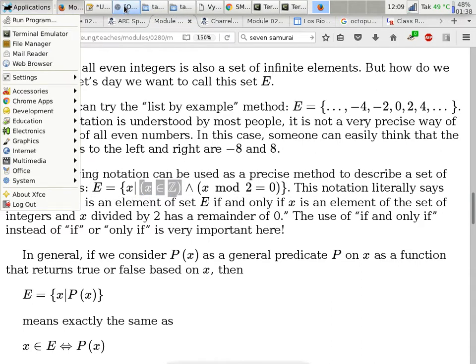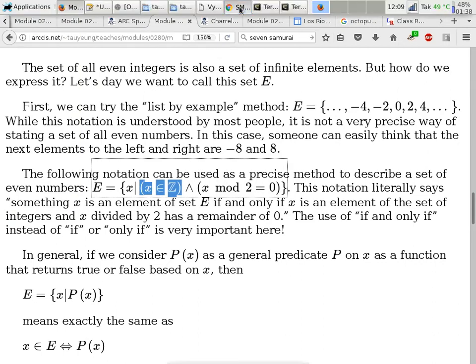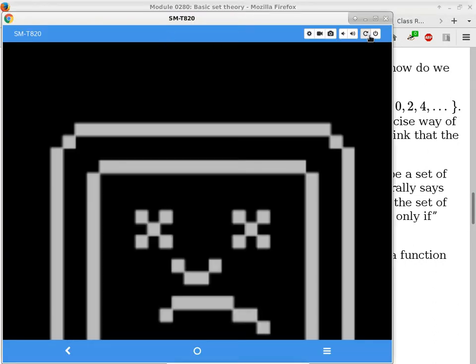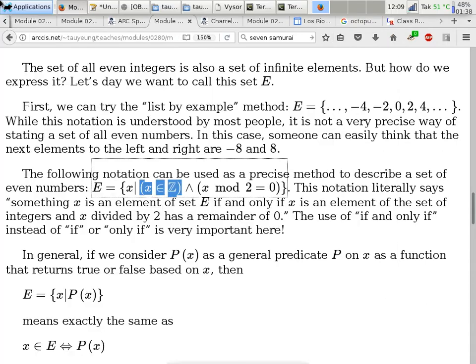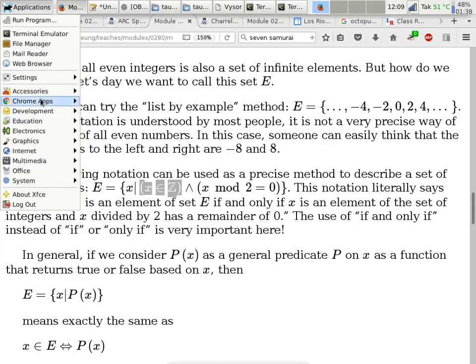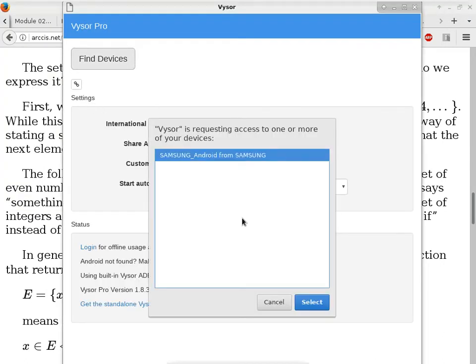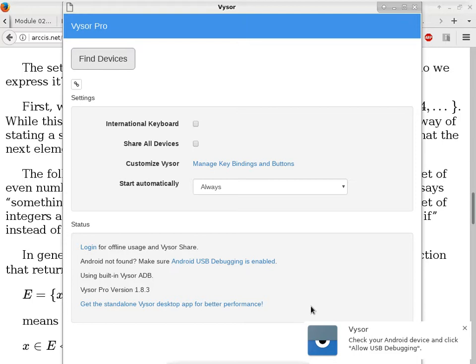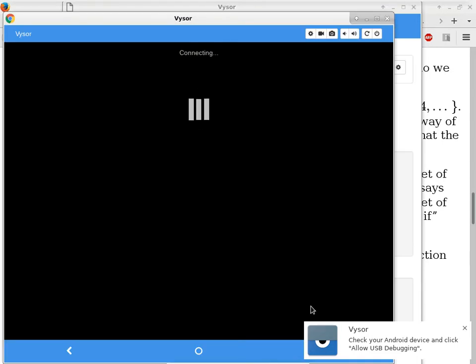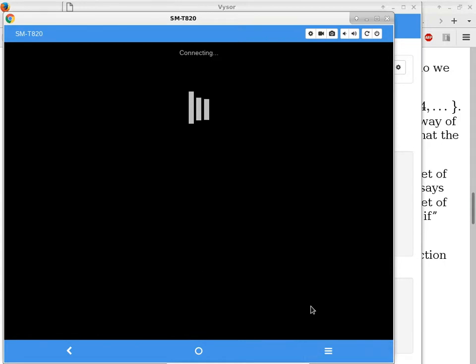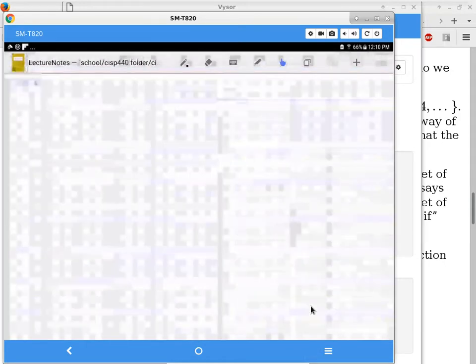So right now I need to fire up my tablet. So let's see. We'll try to refresh. Nope, it needs to be restarted. Okay, that's fine. There we go.